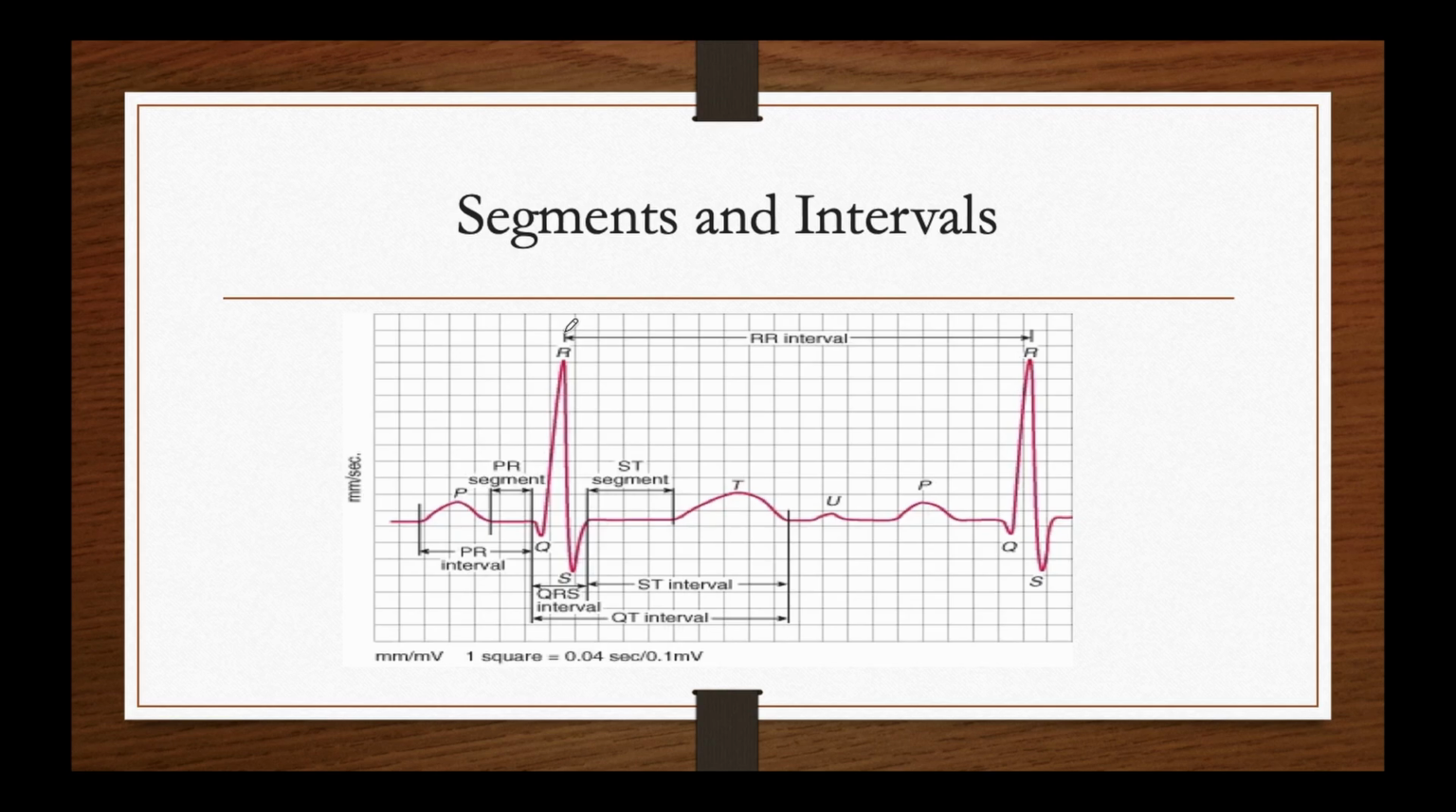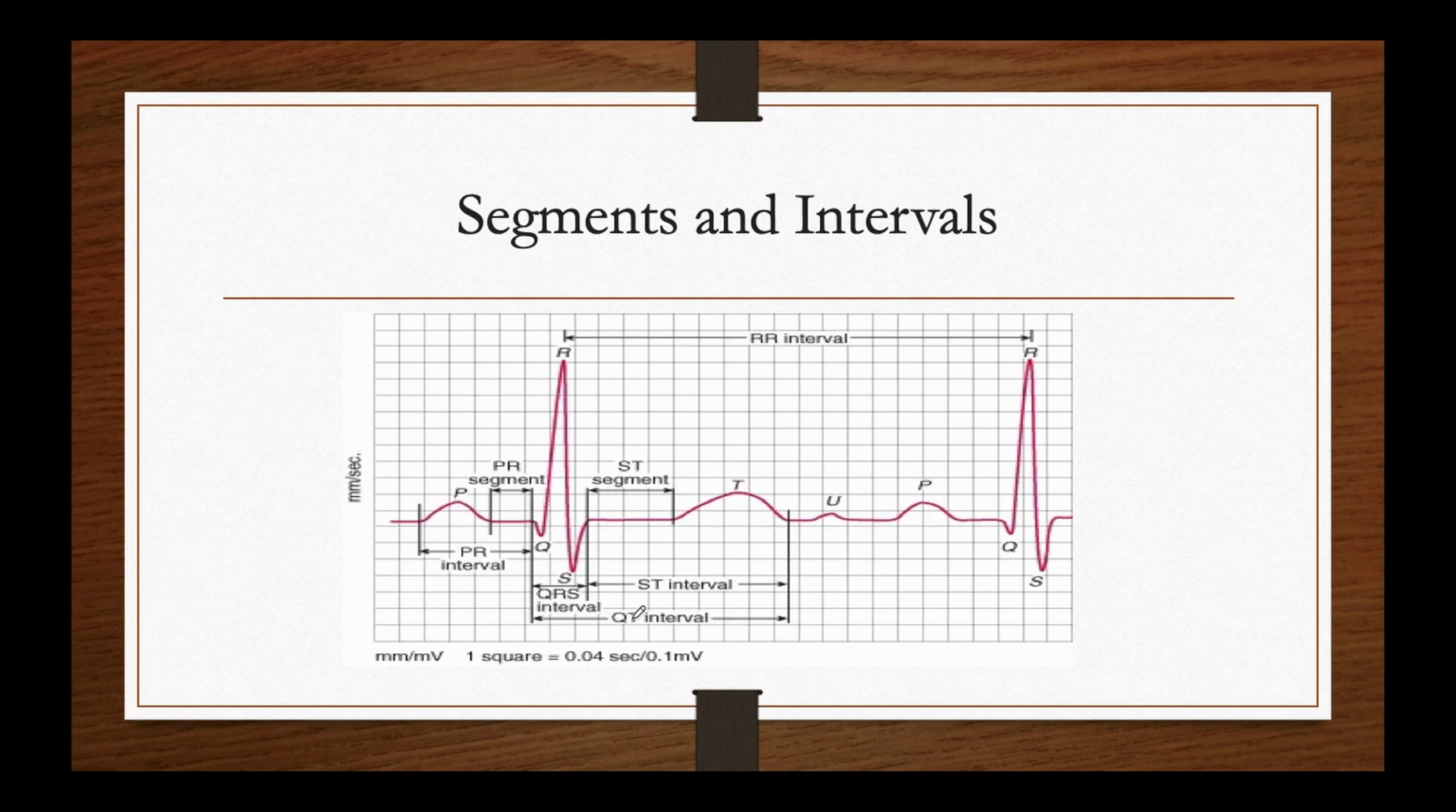Now, this is everything brought together. From this point to that point is what we call the RR interval, and this is how we measure the heart rate of the patient. We count the number of big boxes in between each R and R, and we are able to determine the heart rate from this. This is our PR interval, from the beginning of the P wave to the beginning of the Q wave, and the PR segment is from the end of the P wave to the beginning of the Q wave.